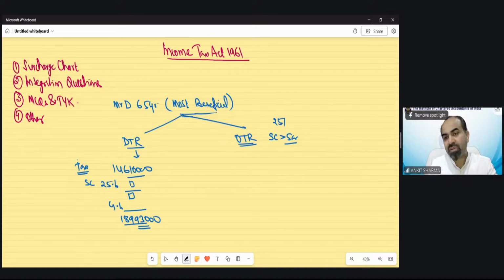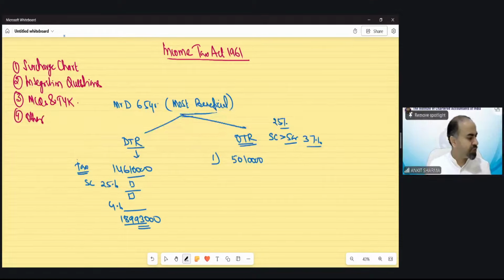Before 5 crore, the rate is 25%, and after 5 crore, it would be 37%. So the marginal relief concept we are going to solve with it. For that, we have to calculate tax, first of all, on the income which has been given in the question. That means 5 crore 1 lakh rupees, you have to calculate tax on that. And you must have gone through the solution, and you would see that the tax with surcharge would be 2,03,30,800.